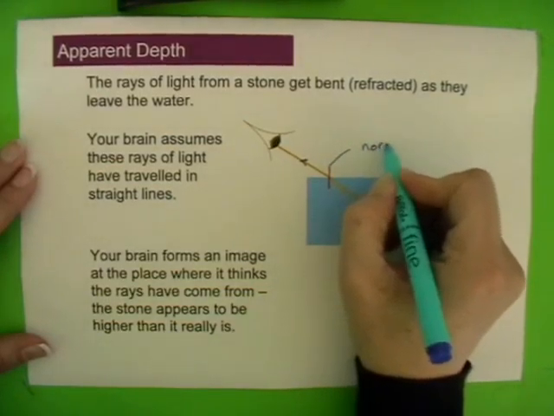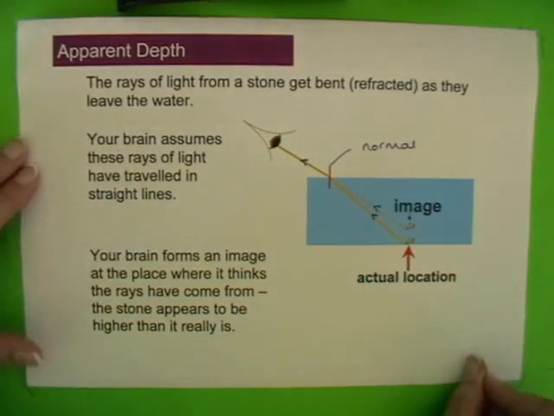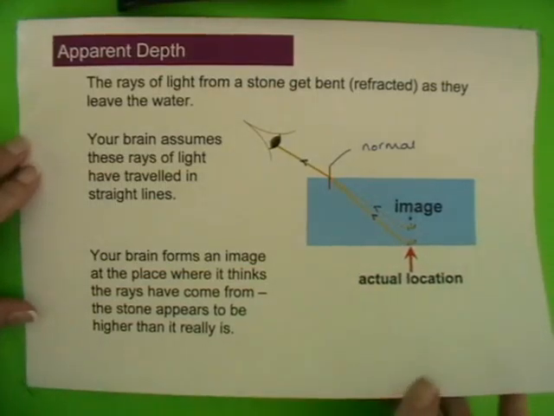And there's a reminder again of the normal. So every ray diagram that you draw in terms of reflection and refraction should have a normal drawn at the boundary.